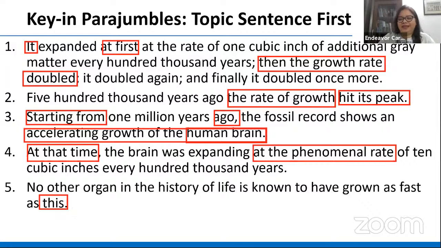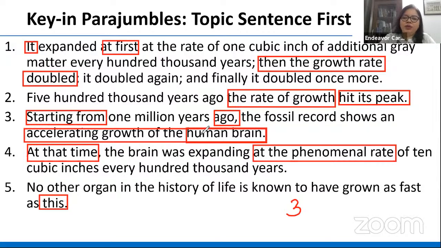So let's start with 3. We start with sentence 3. Let's assume we start with 3. Why? Because 3 is what mentions this for the first time. Correct? What does 3 mention? It mentions the human brain for the first time. Okay, yeah. We continue with "it expanded at first."